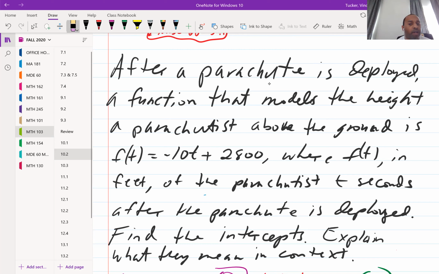As you write, I'm just explaining what we have going on here. We have someone that's going to jump out of a plane or some type of vehicle in the air, and they have a parachute. They're going to deploy that parachute. t is going to be the seconds after they have deployed the parachute. And f of t is going to represent the feet above the ground.